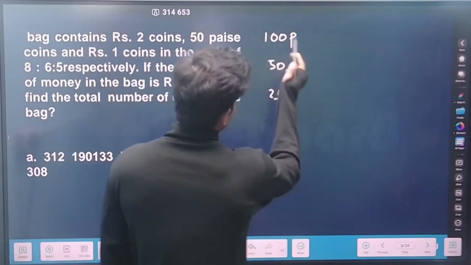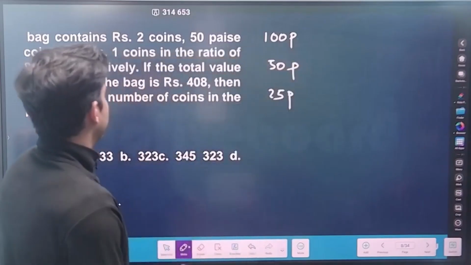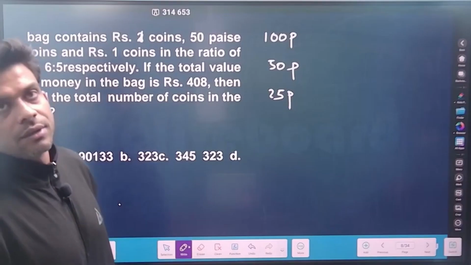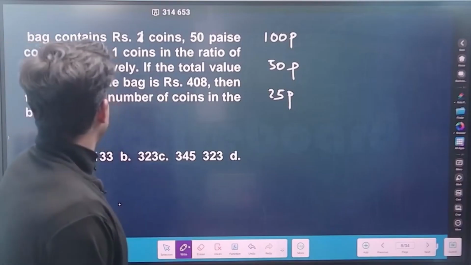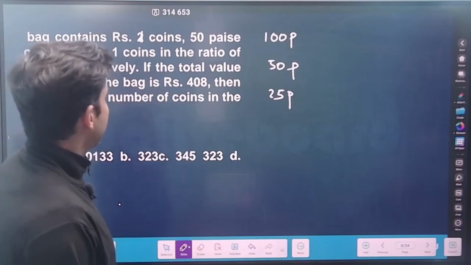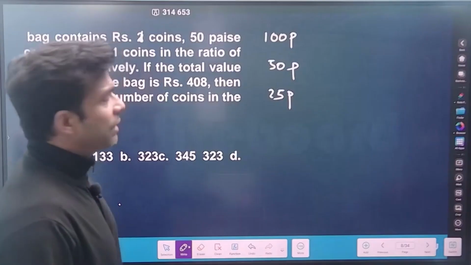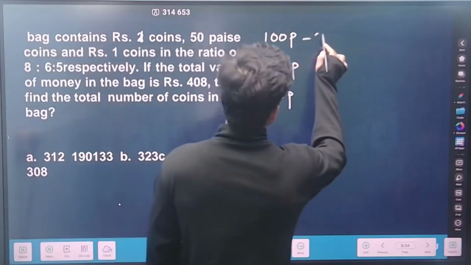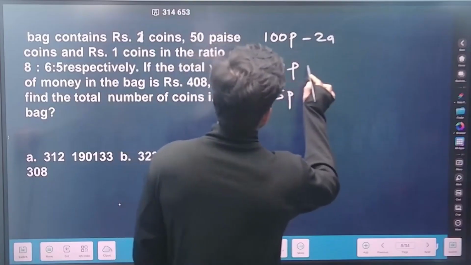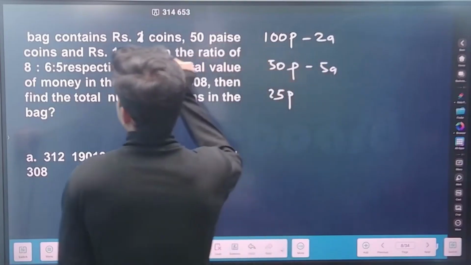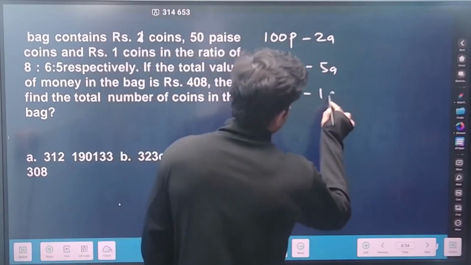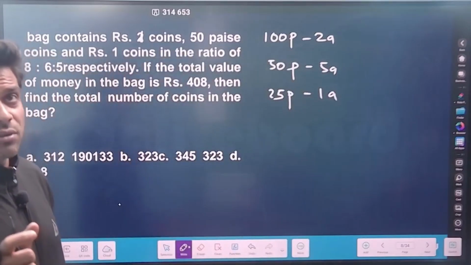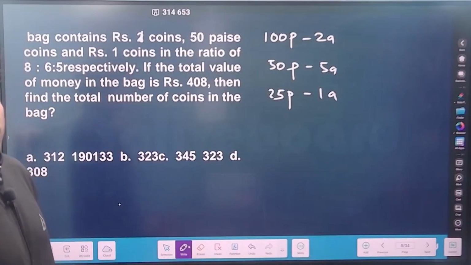So 1 rupee I converted into paise, okay? So you write there 1. That is a printing mistake, I would say. So they are in the ratio. What is the ratio? So this is basically 2A, correct? This is basically 5A, correct? And this is basically 1A. I hope this makes sense. Number of coins I am giving it. Yes or no, everyone? Number of coins I am getting.